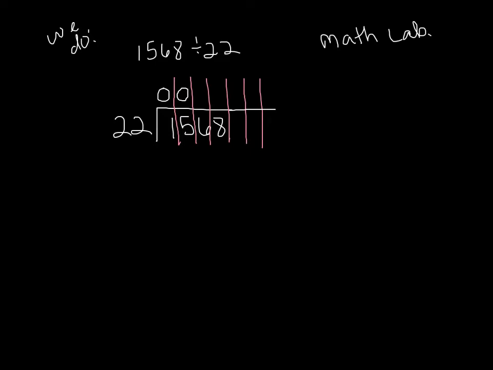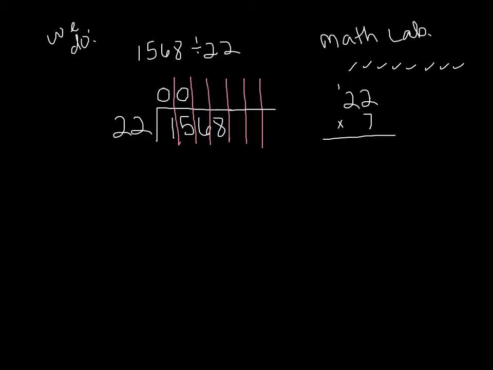So I was counting on my fingers. 20, 40, 60, 80, 100. 20, 40, 60. So I figured around 7 or 8. I'm going to try times 7 because it's a little more. This is a little more than 20. It's 22. So let's experiment in the math lab with 7.